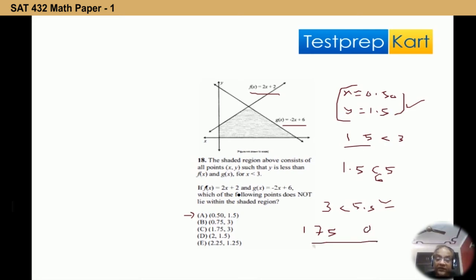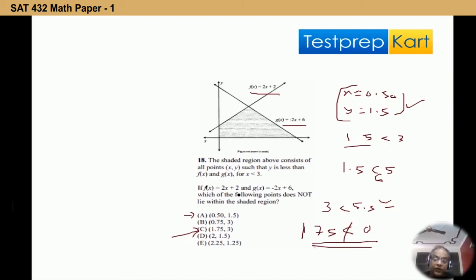Now here there is a problem, because 1.75 is not less than 0; in fact it is greater than 0, and therefore point C is outside this shaded region. Now one can verify other points also, like D and E. You will find that both f(x) and g(x) are satisfied.